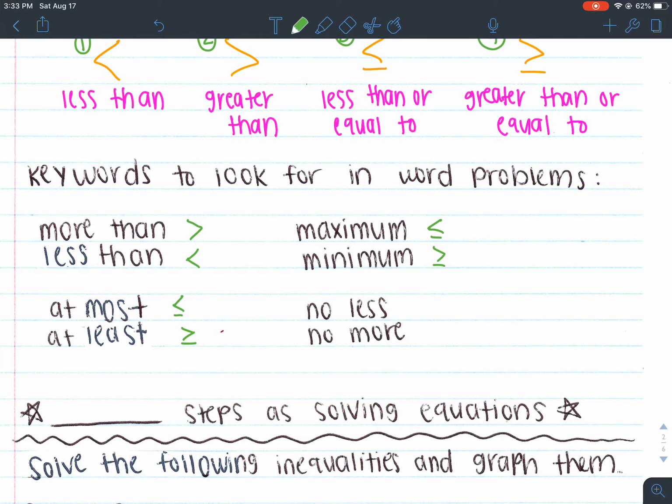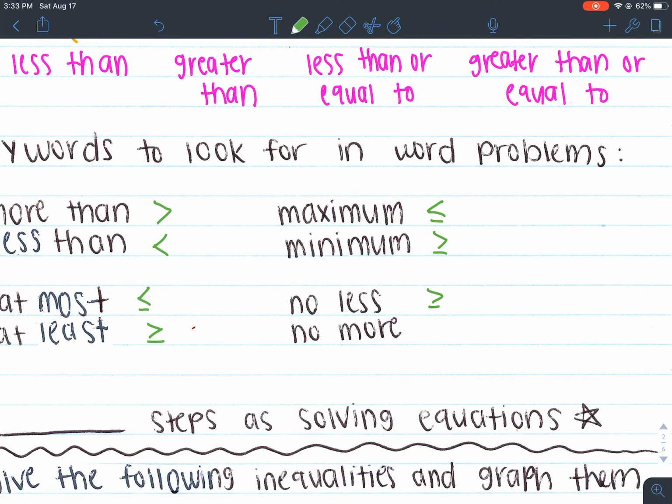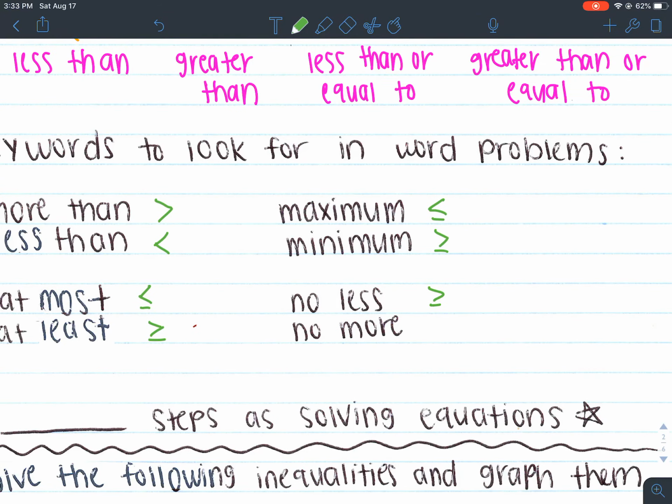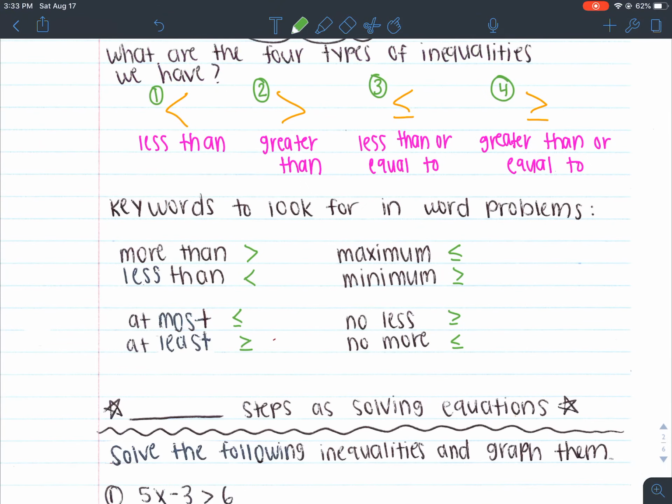And then "no less" and "no more." If I'm saying you can be no less than 5, or you can only eat... oh wait, I'm trying to set up, my English is kind of bleh. If you have to eat no less than 5 fruits a day, that means you need to eat 5 fruits or more a day. So you need to eat greater than or equal to that amount. So no less than that. So "no more than" would be the opposite.